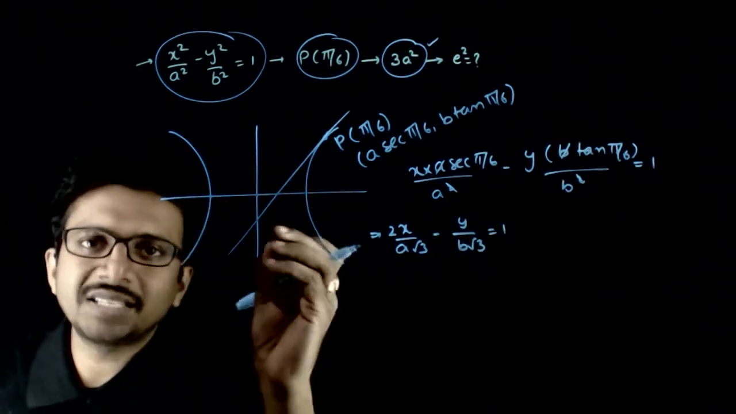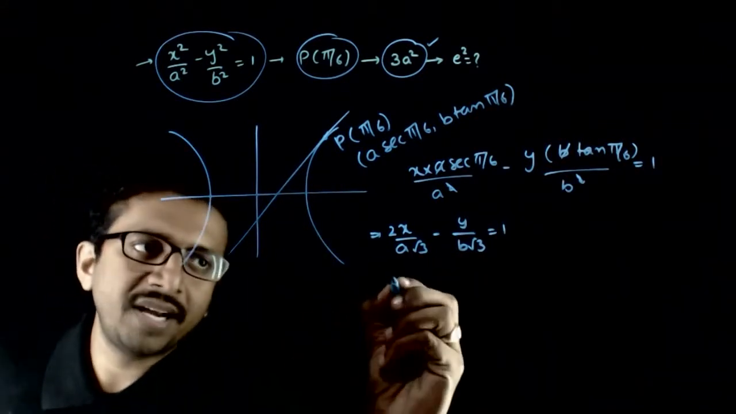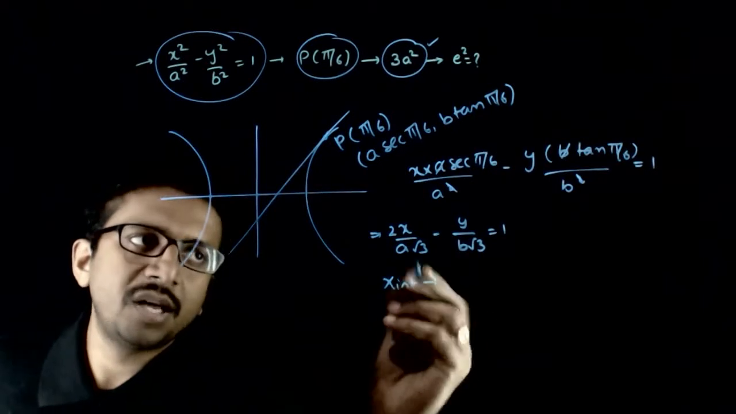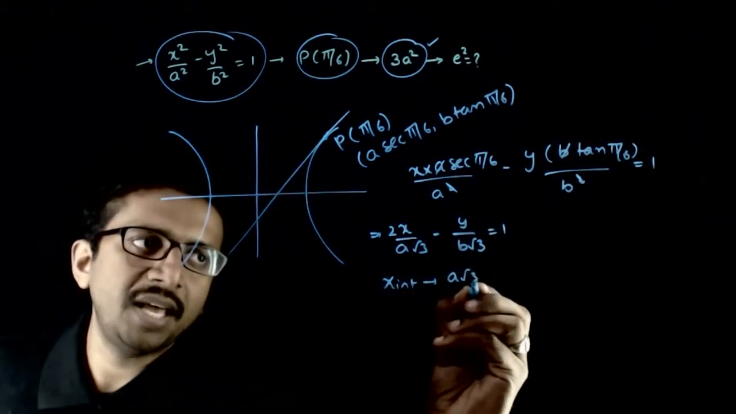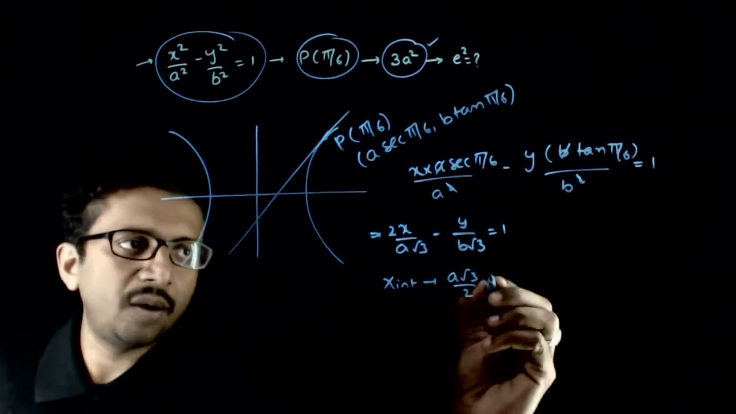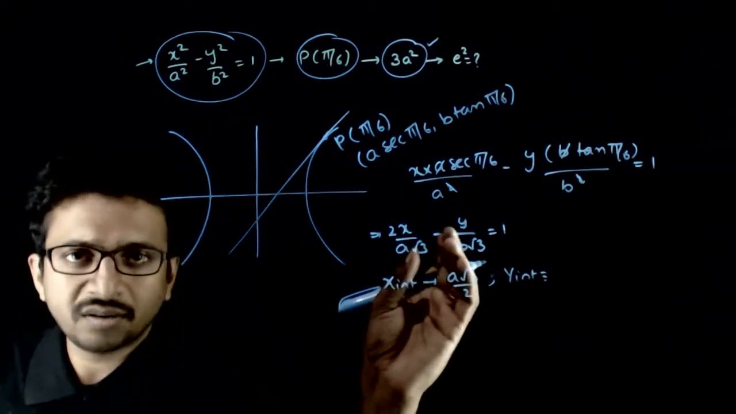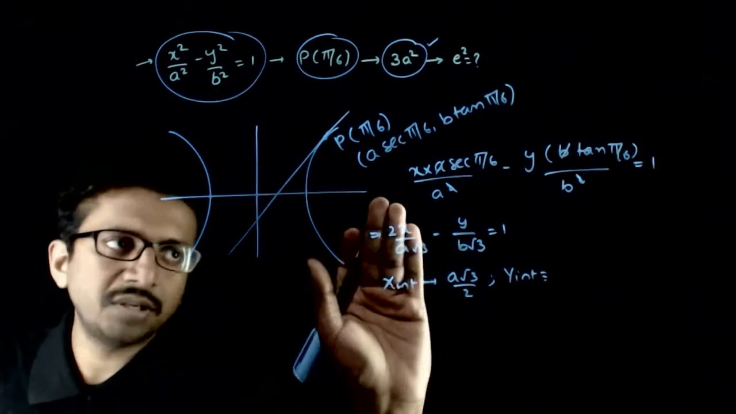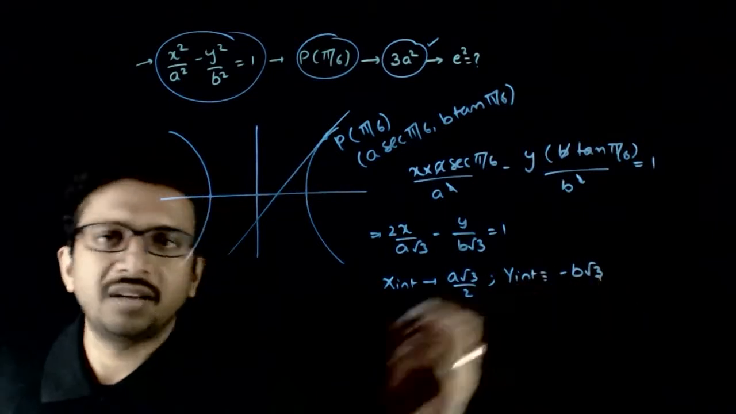Now what is the x-intercept of this and what is the y-intercept of this? To find the x-intercept, put y equal to 0. If you put y equal to 0, the x-intercept is a√3/2. And what is the y-intercept? The y-intercept comes if you put x equal to 0. So if you put x equal to 0, the y-intercept is −b√3.